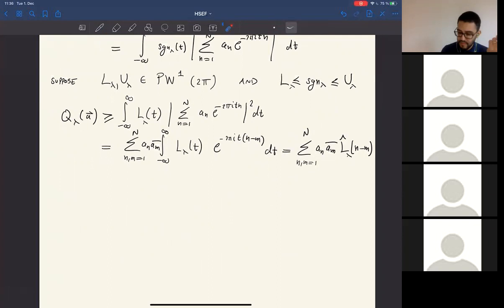So if these are distinct integers, this thing is greater or equal than one in modulus. So this thing here is zero. So the only term here that's non-zero is when n equals m. So this auxiliary function L works as a filter and it filters the terms that you want. And you even get just a multiplying constant in front, because it will be just a Fourier transform at zero. And the Fourier transform at the point zero is nothing but just the integral of L.